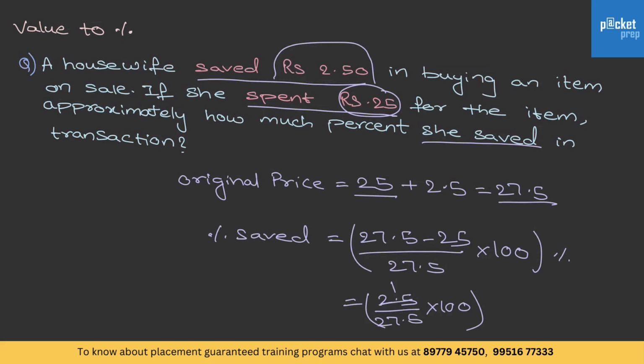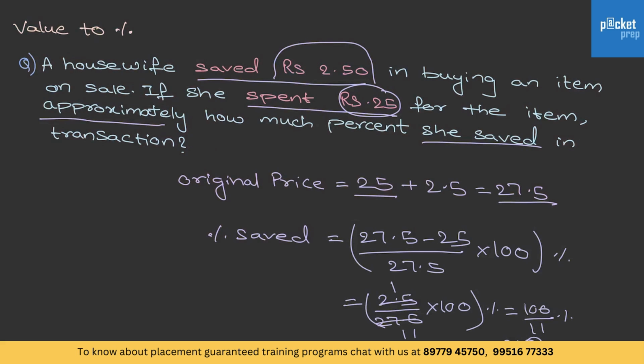25 ones are 25, 11s are 275. This is equal to 100 by 11%. This gives us approximately 9 point something. So we can consider this as 9, as they have asked us for an approximate value.